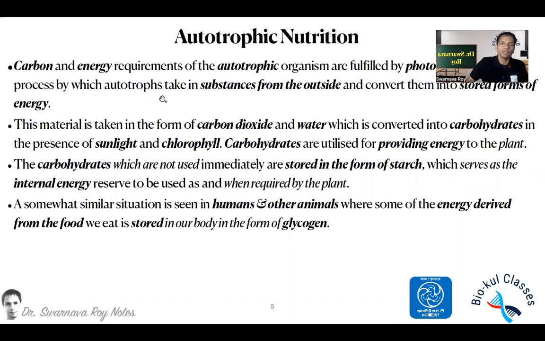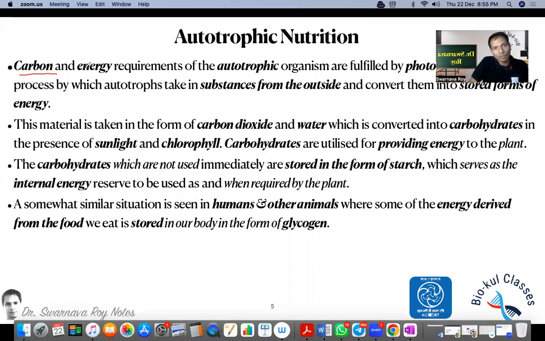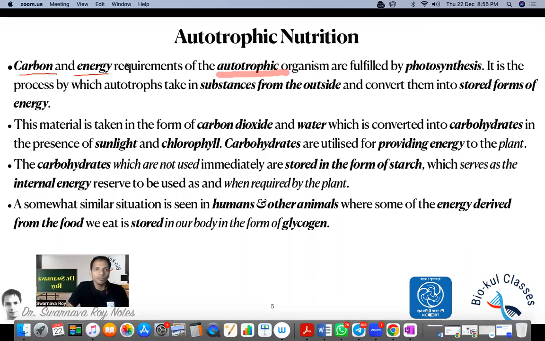One thing we need to know is that carbon and energy, these two things are required by autotrophs. So autotrophs need carbon and energy, and these two things are fulfilled by the process of photosynthesis, because carbon and energy are something all living beings need. Plants, being living beings, also need carbon and energy, and this need is fulfilled by the process of photosynthesis.